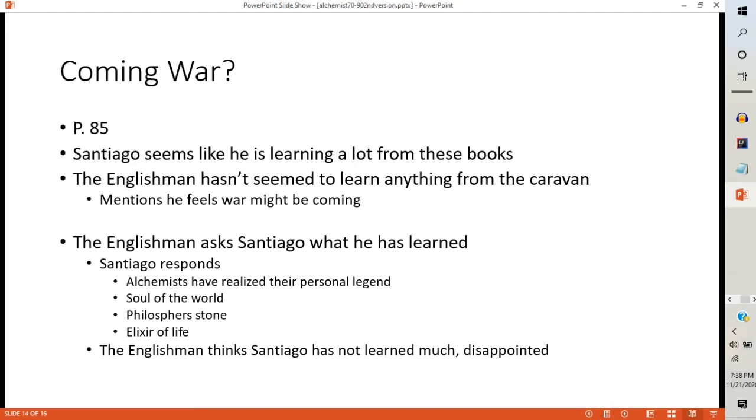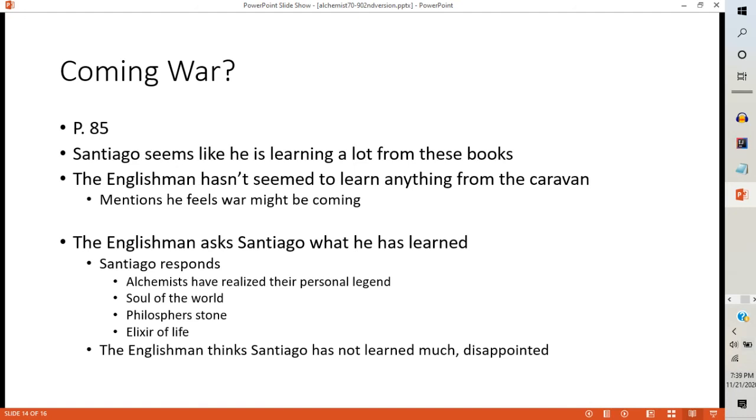Even though all these things Santiago just responded with are true things that he's learned from the books and from talking to the Englishman, the Englishman thinks Santiago has not learned that much. And he seems disappointed about it. And I don't know if the Englishman is just maybe disappointed in his efforts to learn about the caravan in the desert, and he's kind of projecting on Santiago a little bit here.